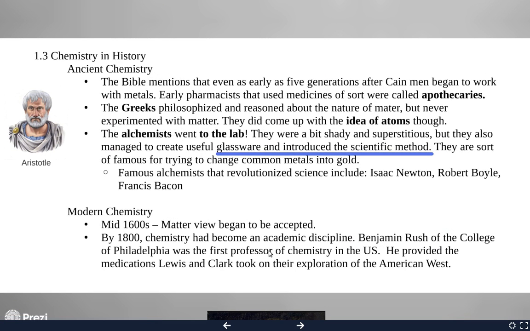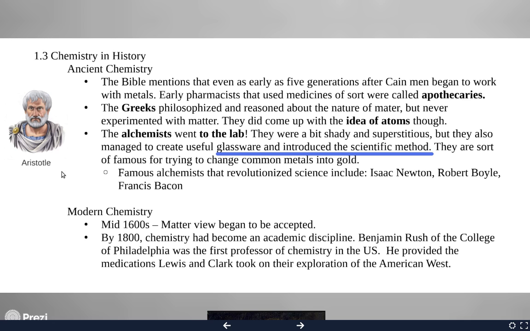Now, chemistry and history. Ancient chemistry. The Bible mentions that even as early as 5 generations after Cain, men began to work with metals. And early pharmacists that used medicines of sorts, some things that were kind of like medicines, were called apothecaries. You may have heard this term, apothecaries.